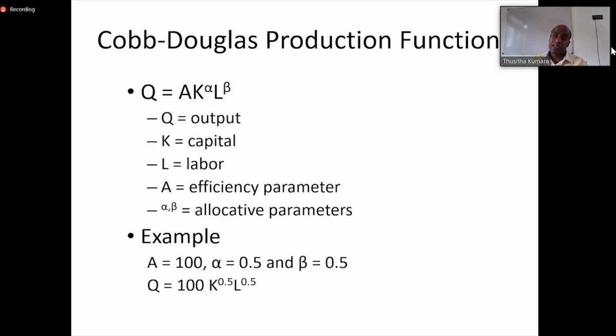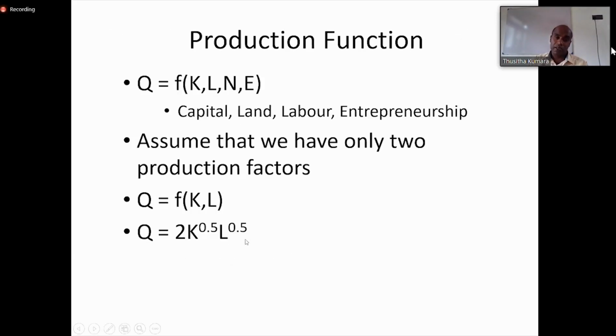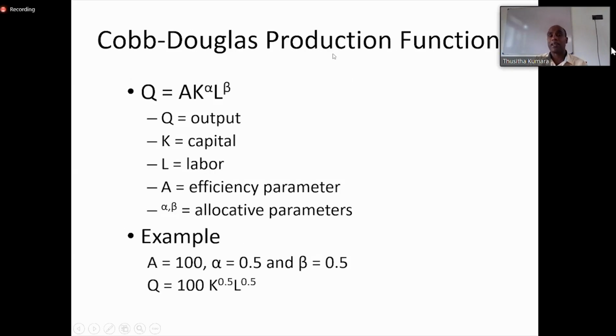So then, even though we look at here, this functional form is known as the Cobb-Douglas type of production function. Right? Cobb-Douglas production function. If we are having a Cobb-Douglas type of production function, we are having the generic form like this: Q equals A times K to the alpha, L to the beta.